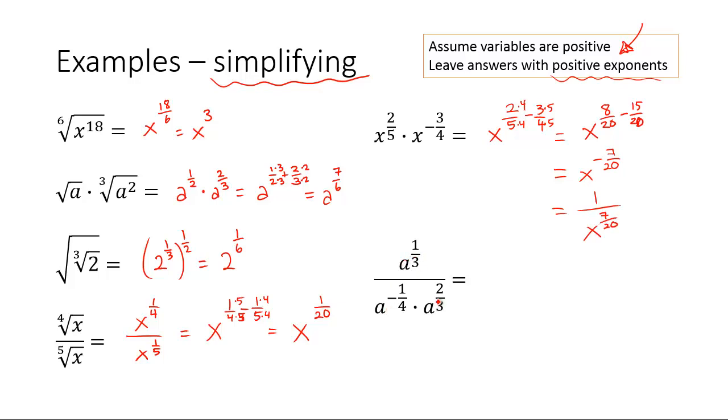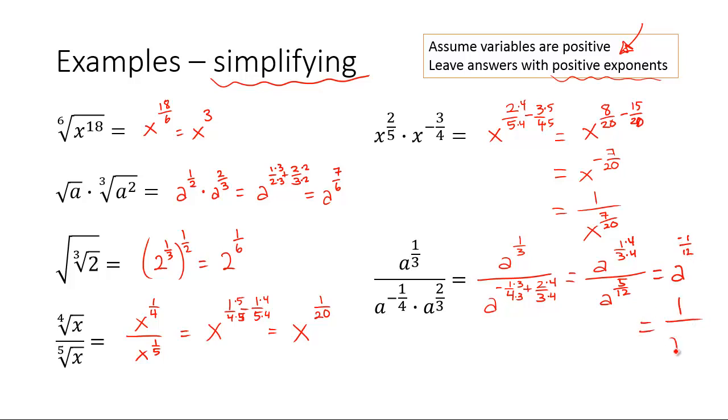And finally, we've got a mixed one. So let's do the bottom first. We have to add those. So that's a to the negative 1/4 plus 2/3. Common denominator, a to the 1/3 over a to the negative 3/12 plus 8/12. So that's 5/12. Let's convert this guy so that it's also a 12th. So that's 4/12 minus 5/12. That'll be a to the negative 1/12, which is 1 over a to the 1/12.